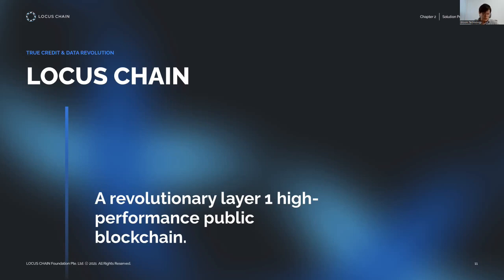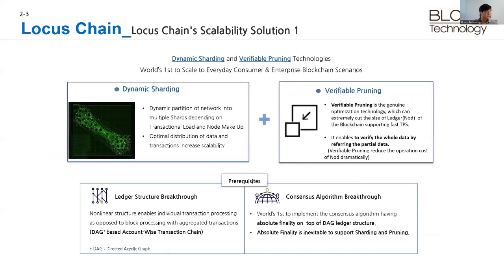So let's watch a video that explains verifiable pruning. But before I go into verifiable pruning, I'd just like to reiterate the various technologies of Locus Chain. Verifiable pruning is just one feature of Locus Chain. Locus Chain also has other features such as dynamic sharding, and a very unique ledger structure called the DAG-based account-wise transaction chain. We will cover the DAG-based account-wise transaction chain and dynamic sharding in a different webinar session.